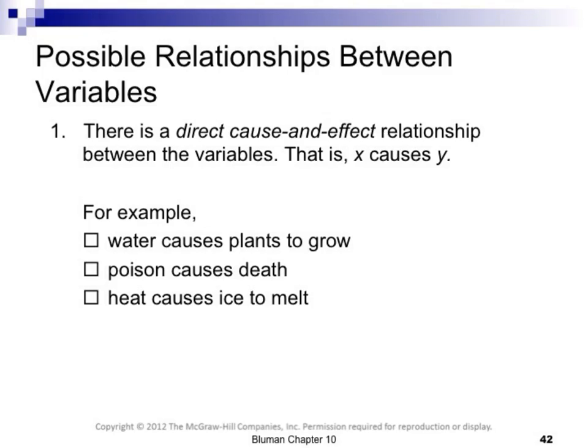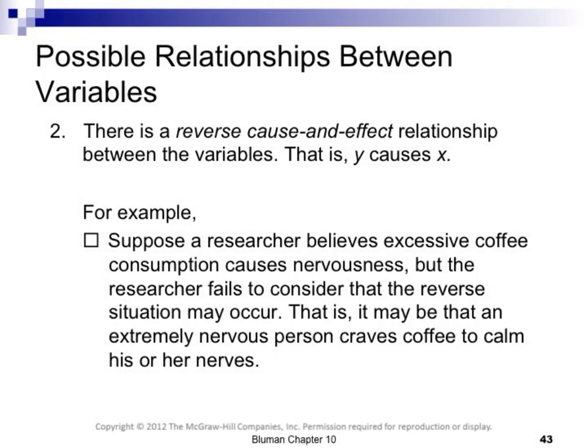So, here are some examples. A direct cause and effect relationship: X causes Y. Water makes plants grow. Poison causes death. Heat causes ice to melt. Those are all things we know; one causes the other. What if the reverse is true? A researcher believes coffee consumption causes nervousness. But he might fail to consider that perhaps a nervous sort of person craves a lot of coffee and drinks a lot of coffee. So there's always the possibility that it could be a reverse cause and effect relationship.